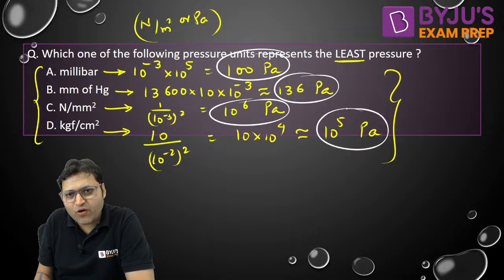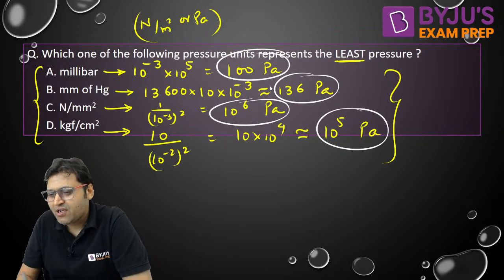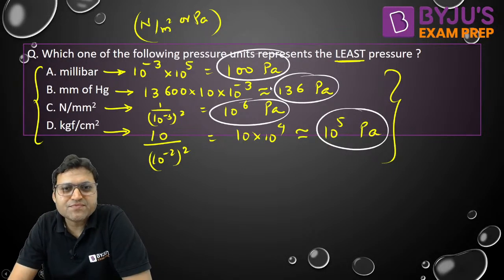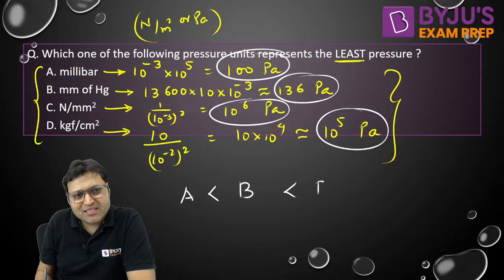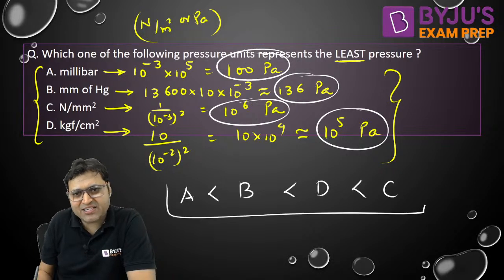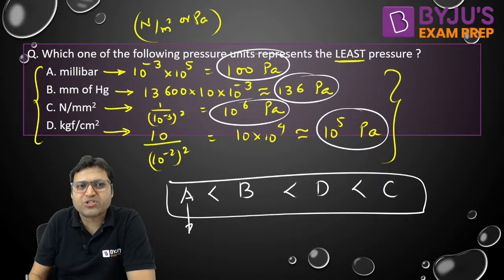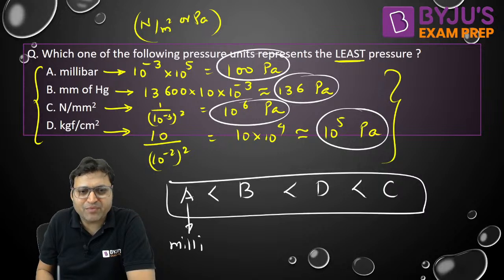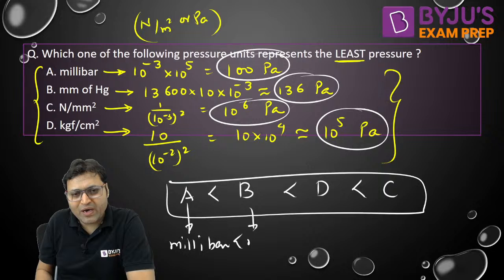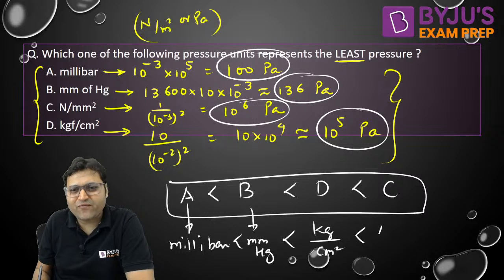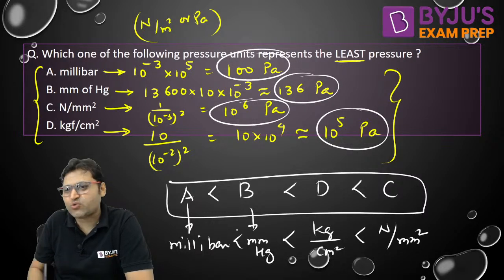Which one of them will represent the least pressure? You can easily say A will be minimum, then B, then D, and then C. This will be the order. So the answer to this question is A. 1 millibar is minimum compared to 1 millimeter of mercury, then 1 kgf per centimeter square, and finally 1 Newton per millimeter square. Yes or no?